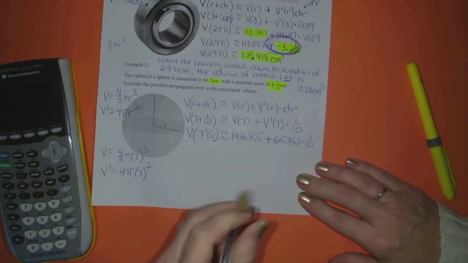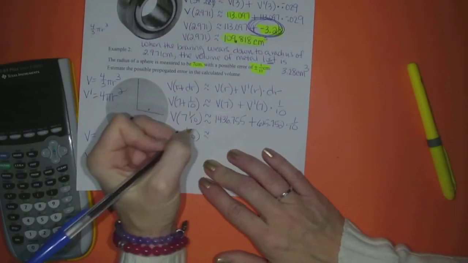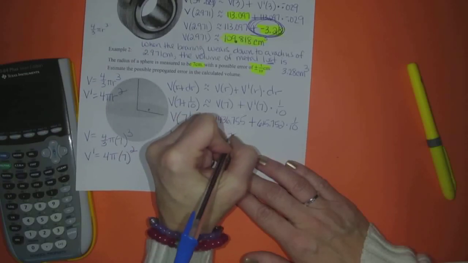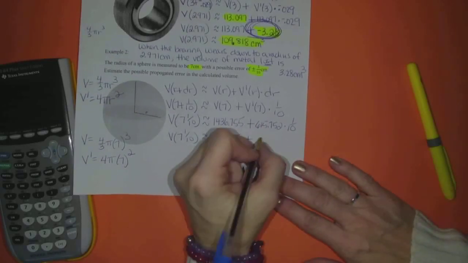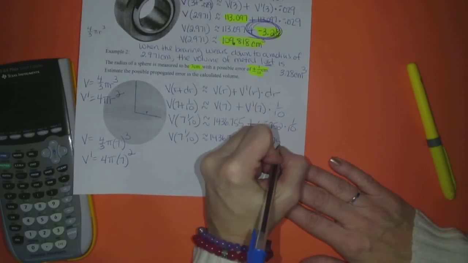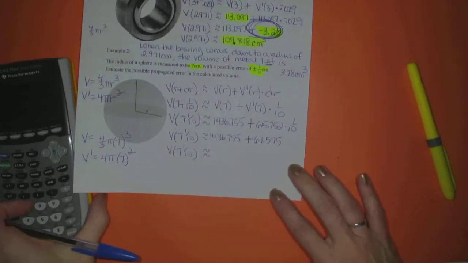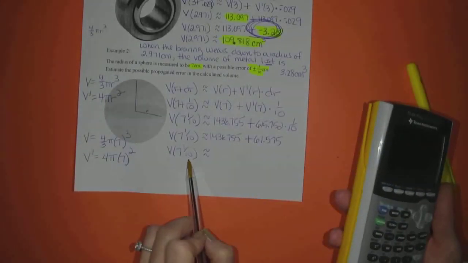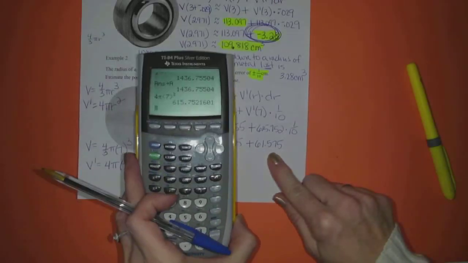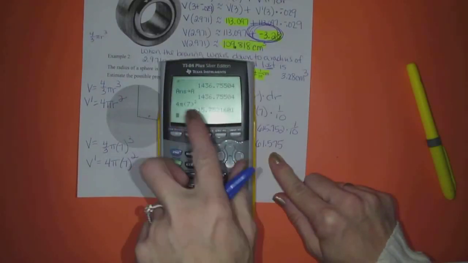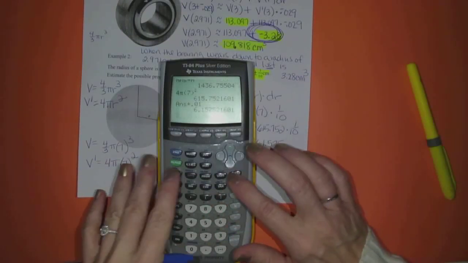615.752 times 1/10. All right, let's keep going. V of 7 and 1/10 is approximately 1436.755. Multiplying this decimal by 1/10 is just going to move the decimal one spot to the left, so 61.575. And when I put this all together, my approximated volume when we increase the radius by 1/10 of a centimeter is going to be what I had here in, oh, you know what I should do here? Let's multiply this last answer times 0.01. No, not 0.01. I went too far. Hold up. Clear this out.